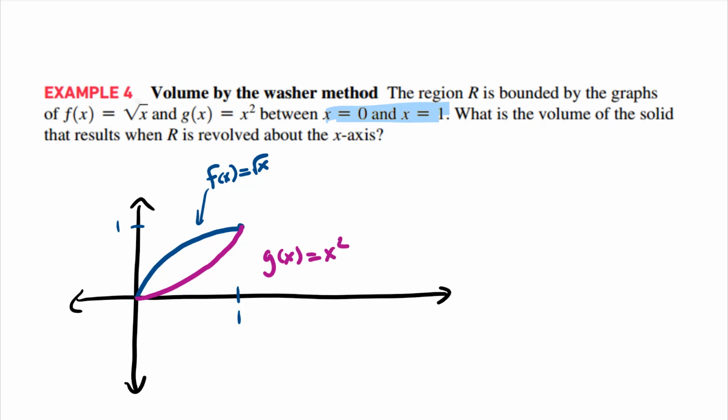All right. Square root of 1 is 1, 1 squared is 1, 0 squared is 0, square root of 0 is 0. So we're going to have some region right here. That's our region R that we're going to take, and we're going to revolve it about the x-axis. So it creates our little delta x, and once we revolve it about the axis, we're going to get some sort of strange little picture.